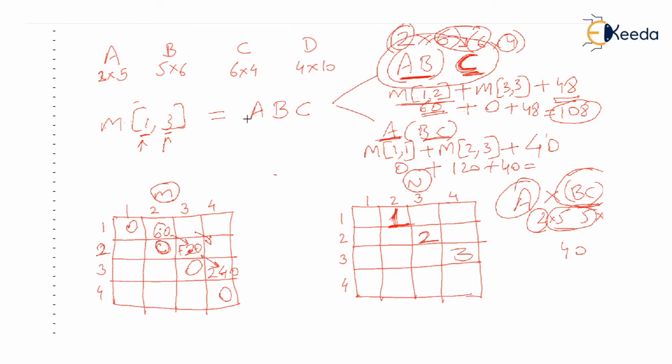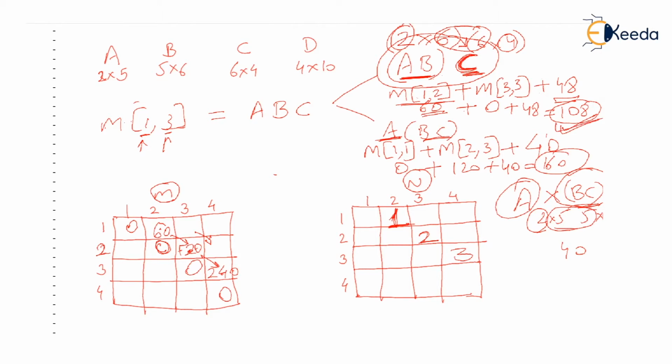But you see that you got the minimum here as 108. You are saying that if ABC are given, it is better to multiply AB first and then multiply that result with C. So the better answer we got is 108.